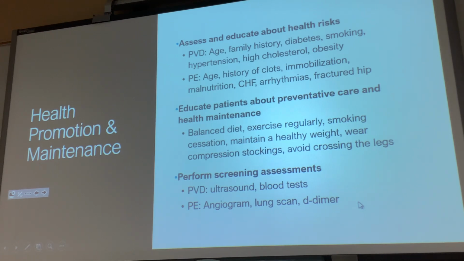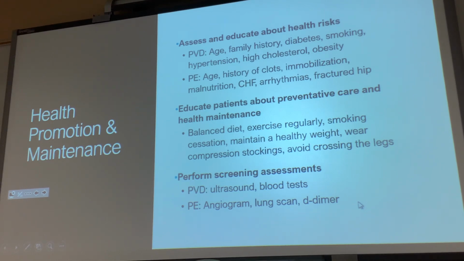And then we can perform screening assessments for both of these. So for peripheral vascular disease, it's going to be an ultrasound, which can show the arteries if they're more narrow or blocked, and then blood tests, which will check for high cholesterol and triglycerides, which if they have elevated cholesterol or triglycerides, that will lead to narrowed or blocked arteries.